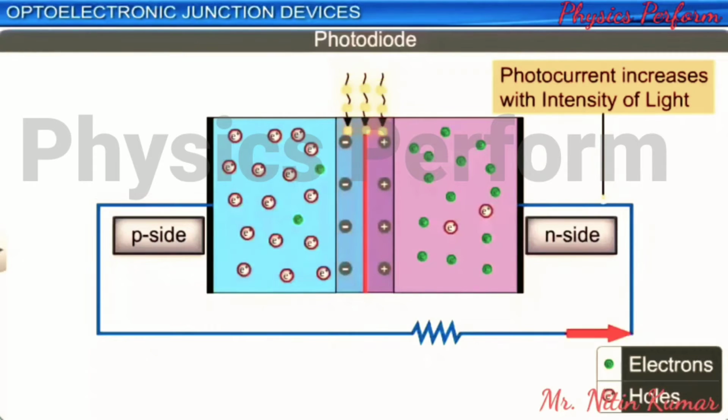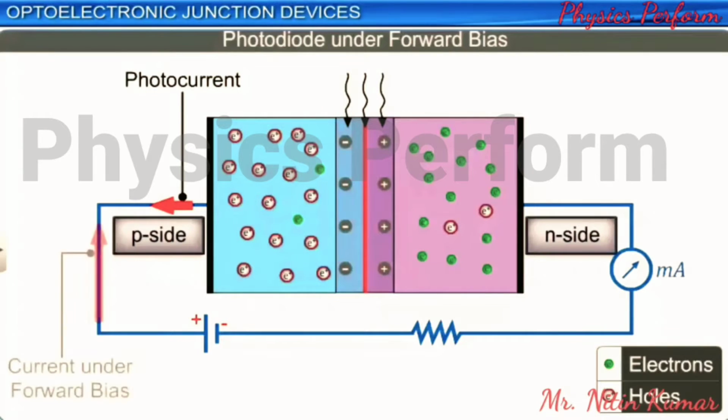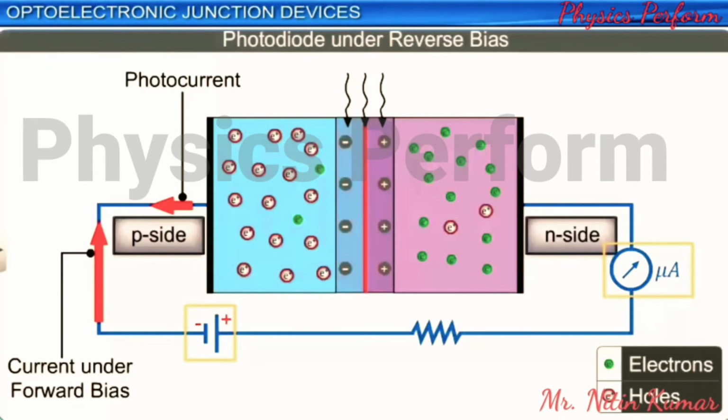The magnitude of the photocurrent is too small compared to the large current that flows through the diode under forward bias. Thus, the change in photocurrent with change in the intensity of light is very difficult to measure when a diode is operated under forward bias. However, the change in the magnitude of the photocurrent with the intensity of the incident light can be measured when a small current flows through the diode under reverse bias. Thus, a photodiode is always operated under reverse bias.